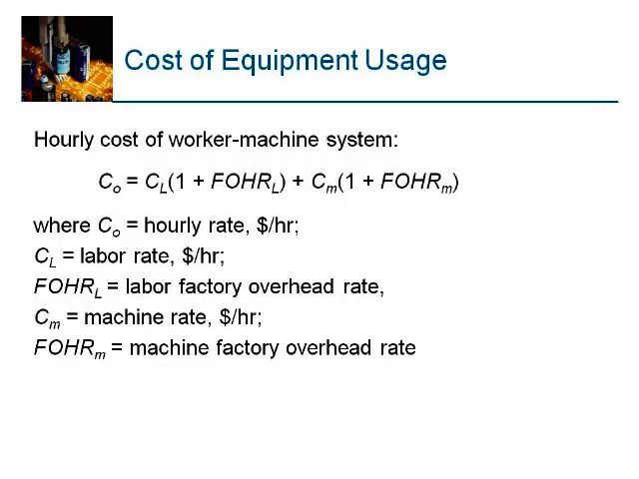C naught is equal to CL into 1 plus FOHRL plus CM into 1 plus FOHRM, where CM is the machine rate, so many rupees per hour or dollars per hour. C naught is the hourly rate, which is so many dollars per hour. CL is the labor rate. And this is one important equation where you can compare two systems. One is manufactured using one set of labor, and the other one is a different set of labor.